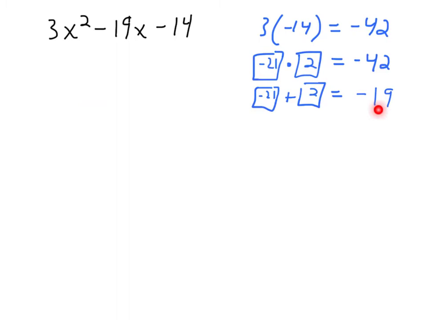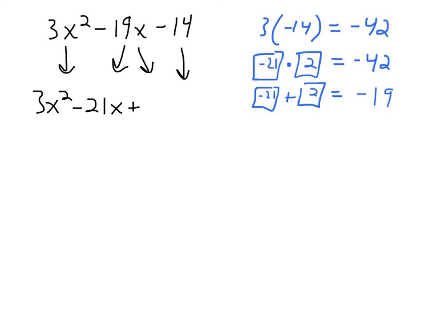So we're going to, again, split this middle term into two. The first term and the last term just get carried straight down. So we'll have 3x squared minus 21x plus 2x minus 14. Okay, so we're using the two numbers we found over here, and we're putting an x after each one when we split that middle term.